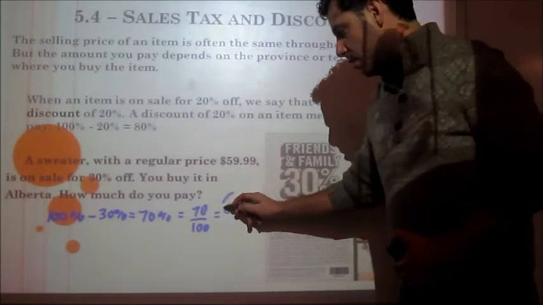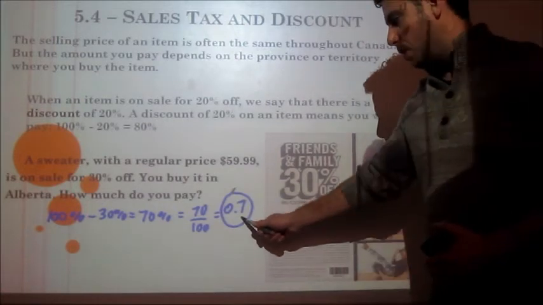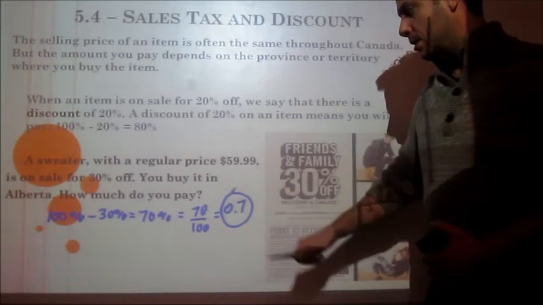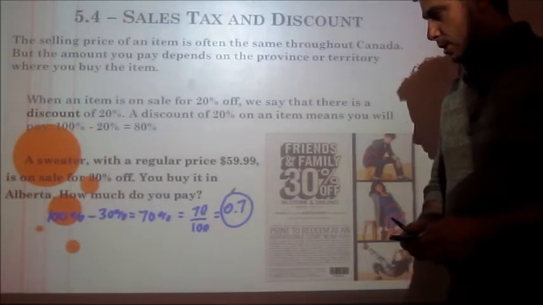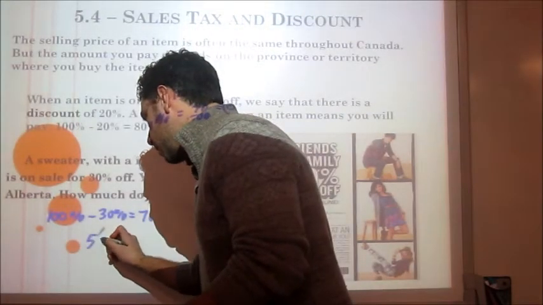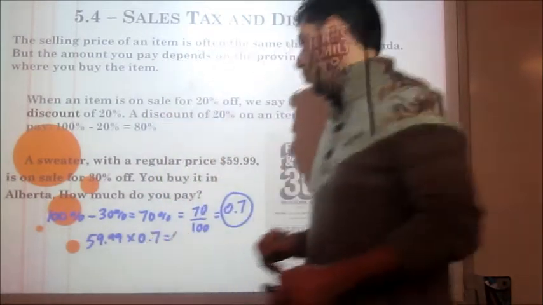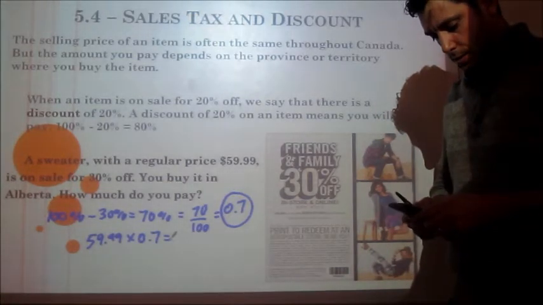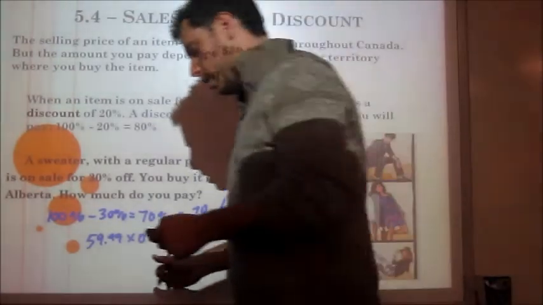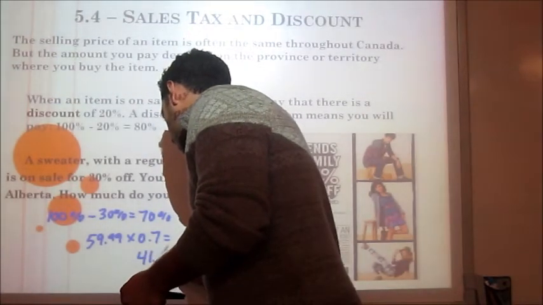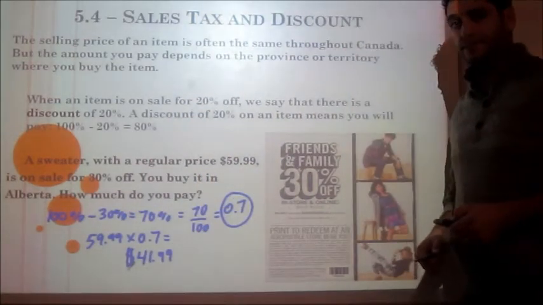So we can use this format of the value, 70%, and we can multiply it by the price to find out the after discount price. So let's do that. That would be $59.99, the original price, times 0.7, which is going to give us $41.99. So that's the sale price of the sweater.